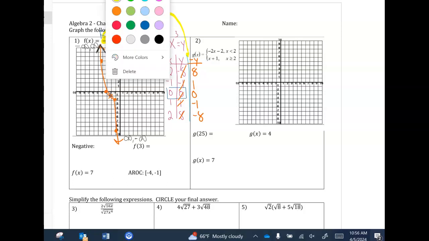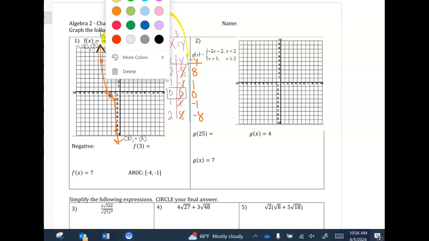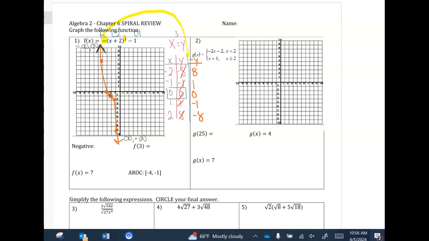And I'm going to go through the different extra things they're asking me to do. So the first thing they're asking me to do is find out where this is negative. So let's try to get a color that's going to work. So this area is where all my y's are negative. So what I'm going to want to find is where it crosses the x-axis, which is negative 3, 0. And now it's negative from negative 3 to infinity.